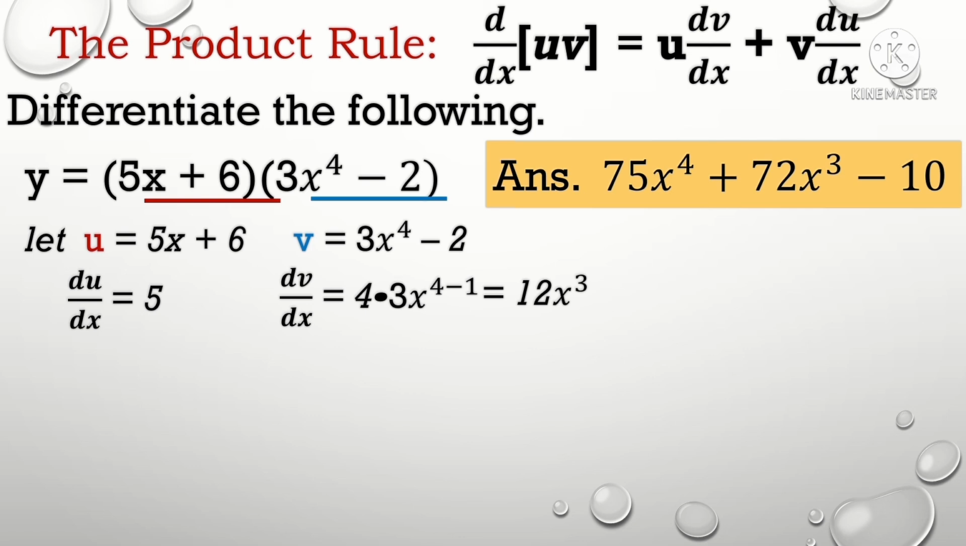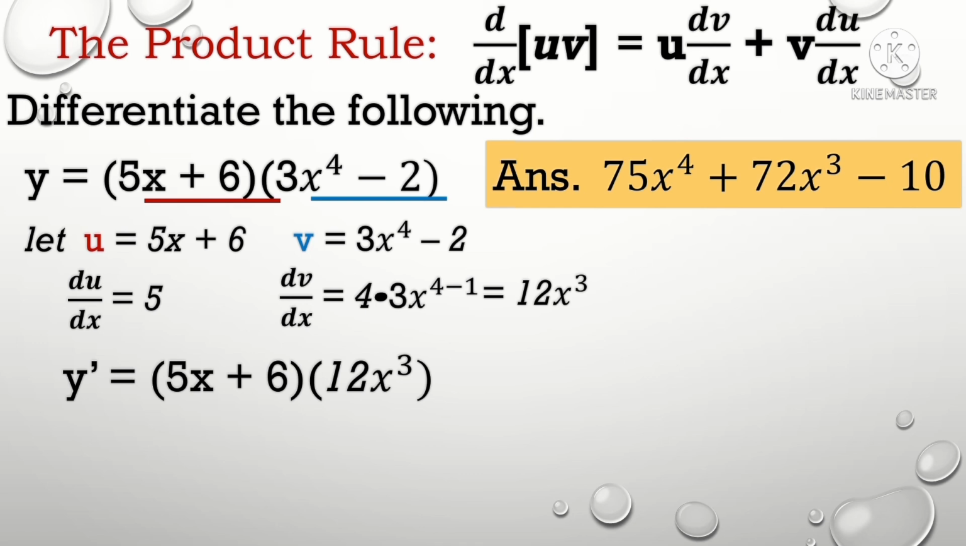Then, let's proceed to the formula. So we're going to substitute all this information to the given formula. First one. So according to the first representation or the formula, u times dv over dx, or u times the derivative of v with respect to x. So ang u mo doon, dito, u is 5x. So ito po, your u there is 5x plus 6, just copy it. And then times the derivative of v. So ang derivative po ng v is 12x raised to 3. So yun po. So we're done with the first term here. So ito, tapos na po tayo dyan.